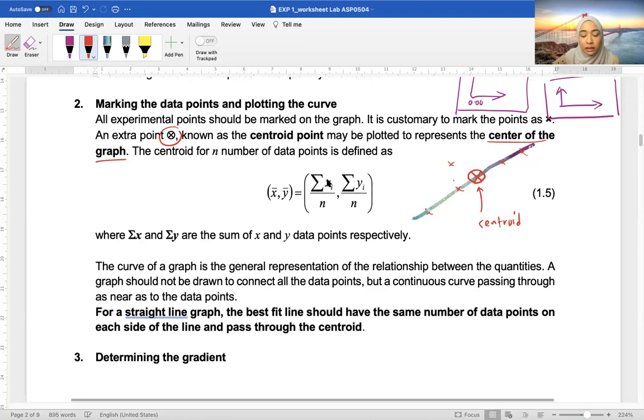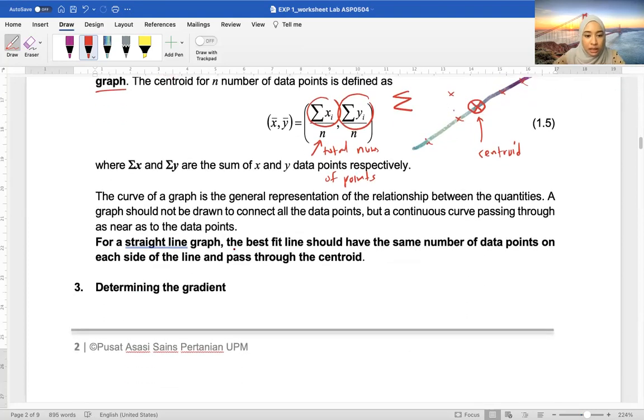And you have to calculate it. You calculate it by summing all your x's and dividing by the total number of points that you have. So n refers to the total number of data points that you have. This is the sum symbol.